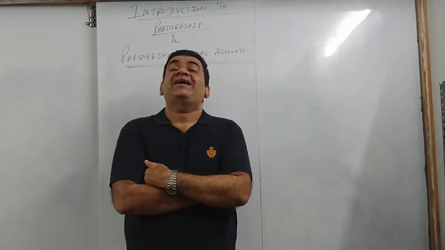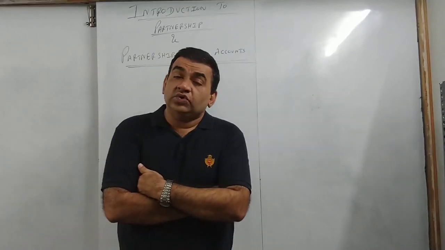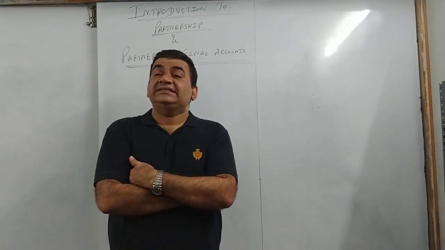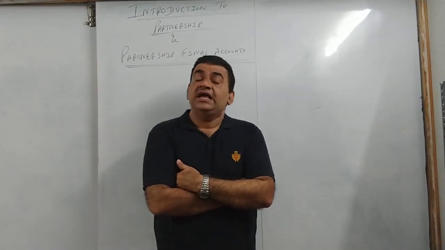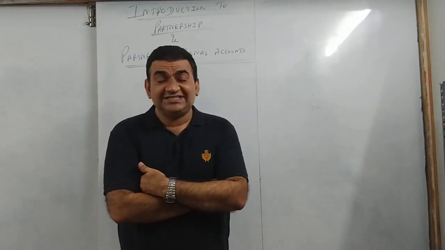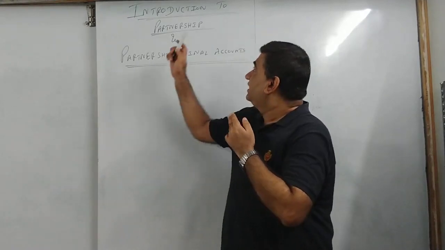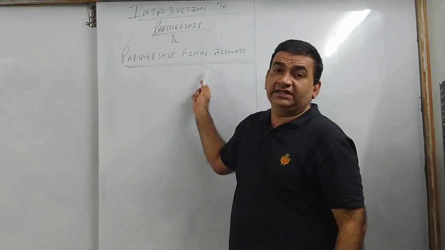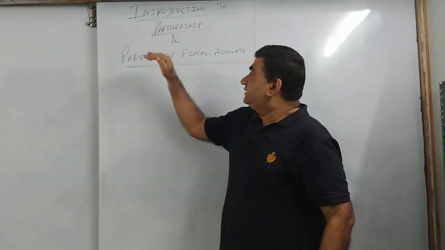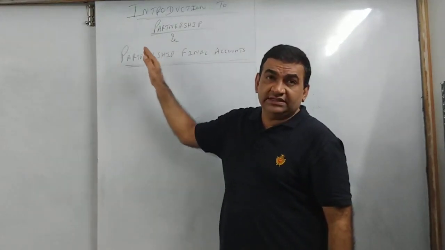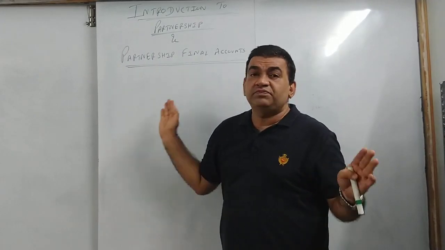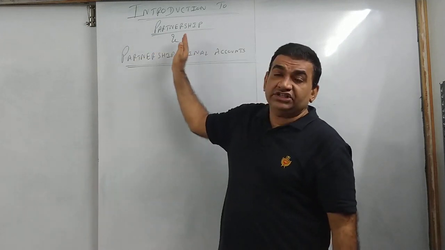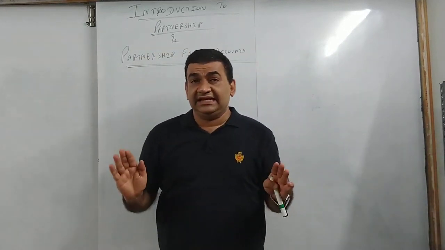So now, as we discussed yesterday, the total chapters in your syllabus is 10, of which 9 are practical. We start with the first chapter, that is Introduction to Partnership and Partnership Final Accounts. Now listen, this is split in two parts. Final Accounts is purely a practical chapter, and the first part, Introduction to Partnership, is theory.